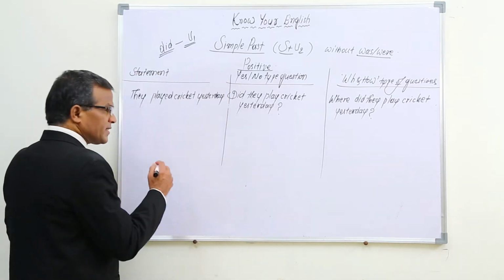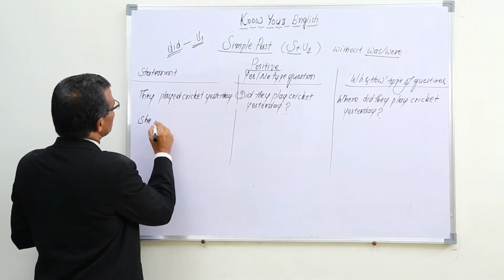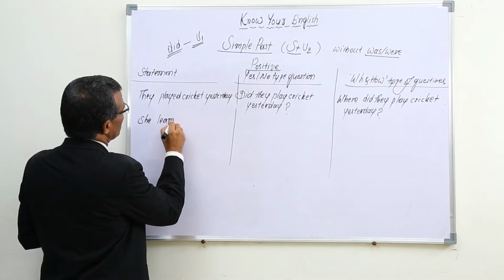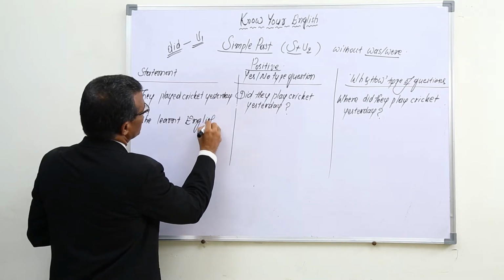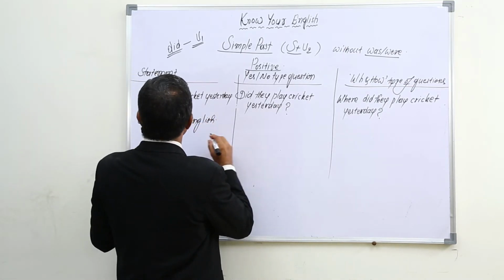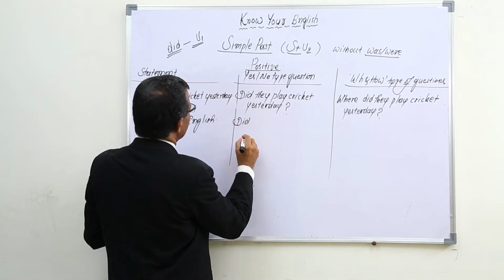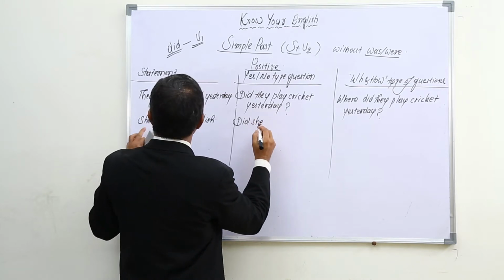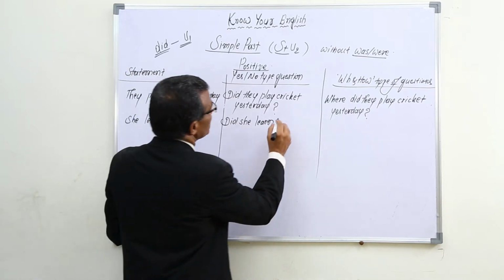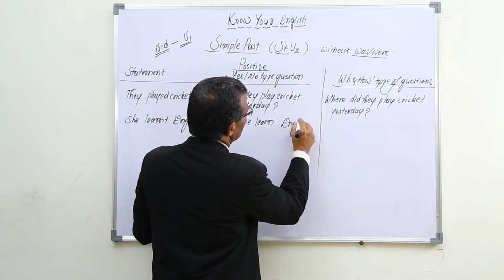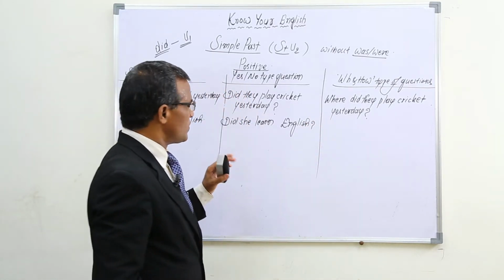Let us take one more example. She learnt English. To make a question, as we have already said, we take did as the helping verb. The subject is she. Did she learn, learn being the V1 form. Did she learn English? Whether she learnt English, like that we are asking the question.